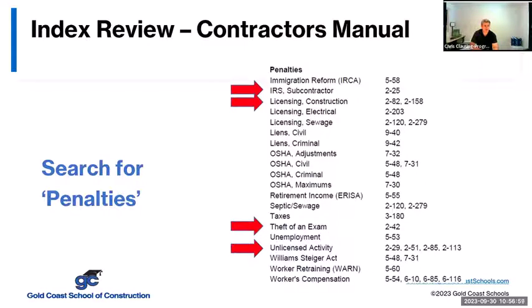IRS subcontractor licensing construction. Again, 282 and 2158. That's probably 282 is probably the statute. 158 is probably the board rule. Theft of an exam, that's important. That's actually out of statute 455. Unlicensed activity, and you have multiple references there.